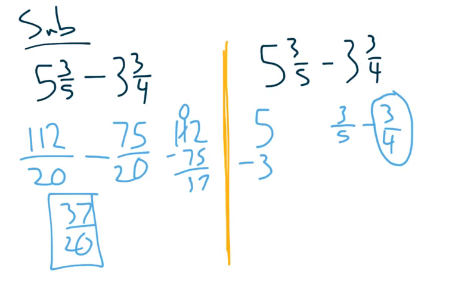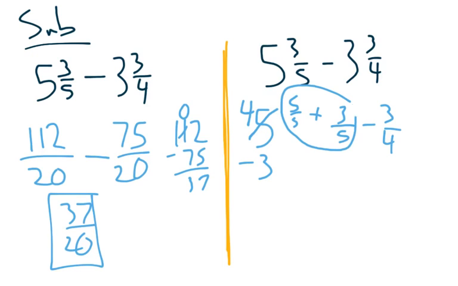Little awkward. So what we're going to do is we're going to borrow from this 5, and we're going to make it a 4 now, and we're going to take a 5 over 5, and we're going to add it here to make an improper fraction, a smaller improper fraction, and that gives us 8 over 5 minus 3 over 4.